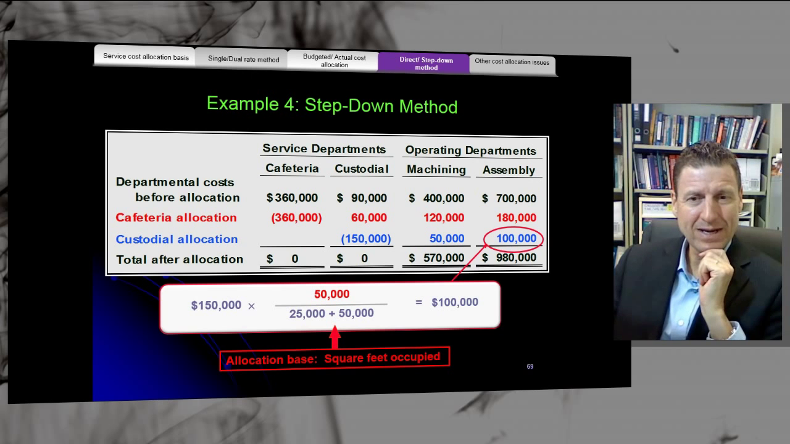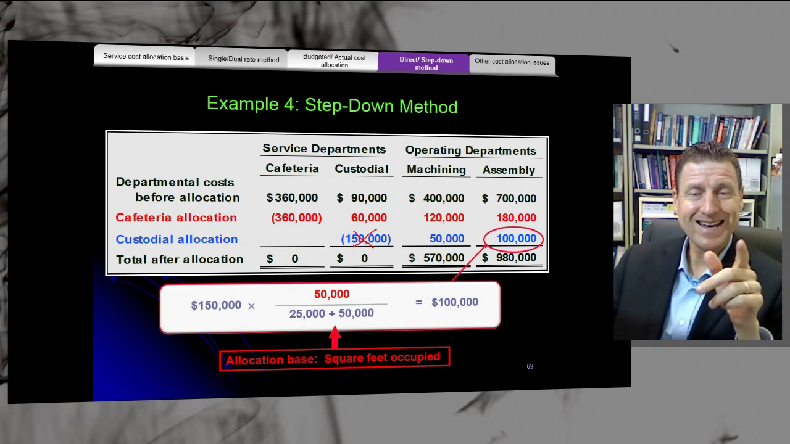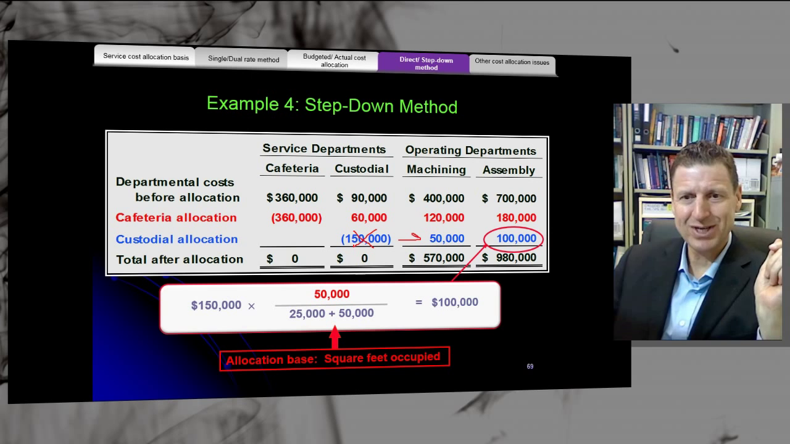Okay, so now we have the allocation of custodial. That has gone now to machining and assembly. 50,000 here, 100,000 there. There you got it. There you go. Quite easily done. There's our step down method. We've used the allocation base of square feet occupied.